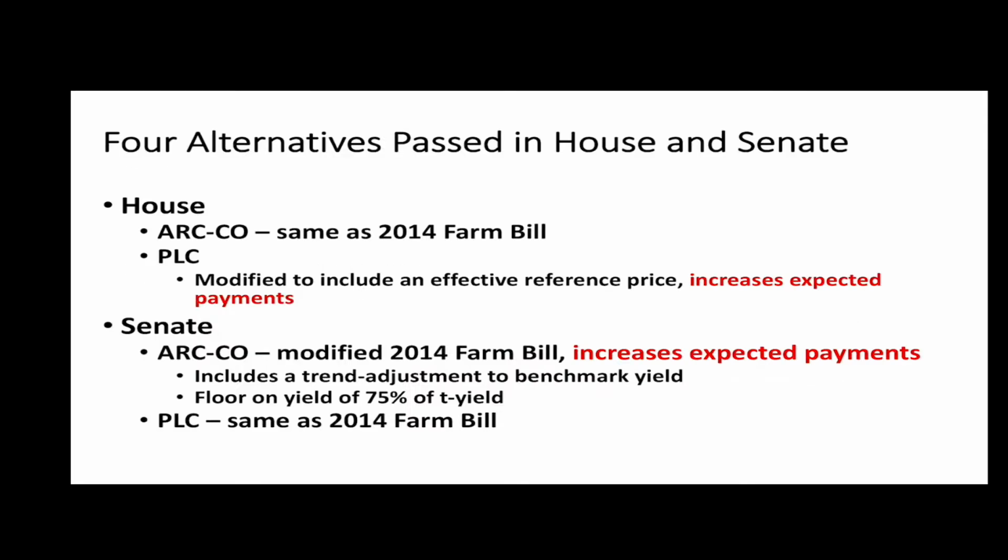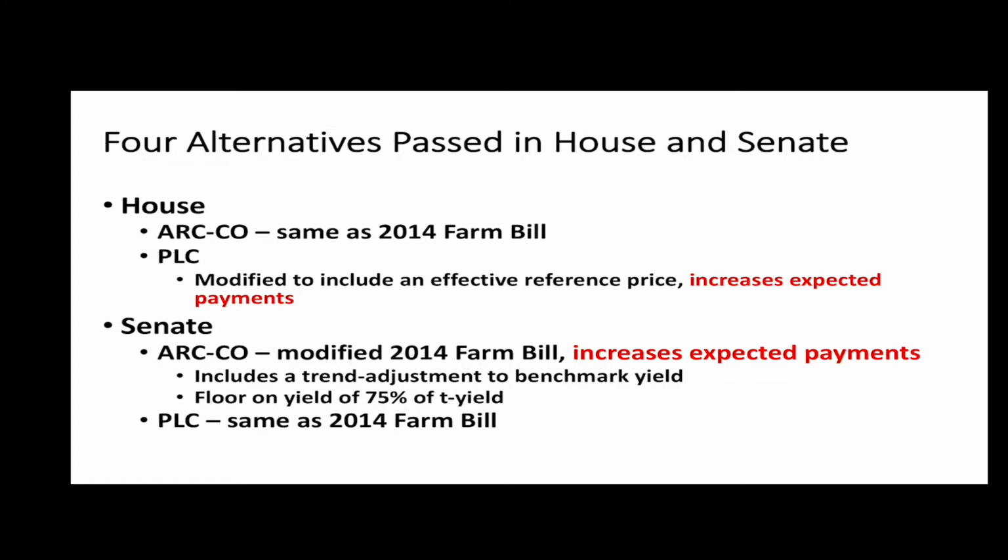Now I'm going to give an example of the four alternatives for corn, and we're going to do this from a historical perspective first, and then we'll go forward through time using CBO scores. The example county that I'm going to give it for is DeKalb County, Illinois, and again we're going to begin with corn. There are four alternatives. The House has their ARC-County version, which is the same as the 2014 Farm Bill, and they have a PLC version, which they have modified and have increased the effective reference price, which will increase the expected payments from PLC.